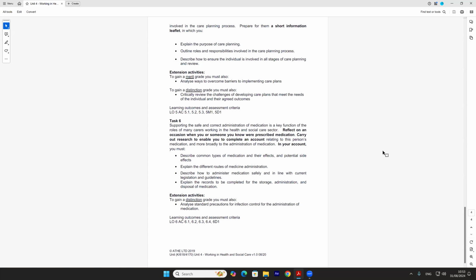You can explore various medications such as pain relievers, antibiotics, and antidepressants, discussing their intended effects and potential side effects as well. Okay, so we need to describe common types of medication and their effects and the potential side effects. Then we have different routes of administration. So in the second bullet point, we need to explain how medication can be administered orally, topically, and in different forms, and why different routes are chosen for different situations.